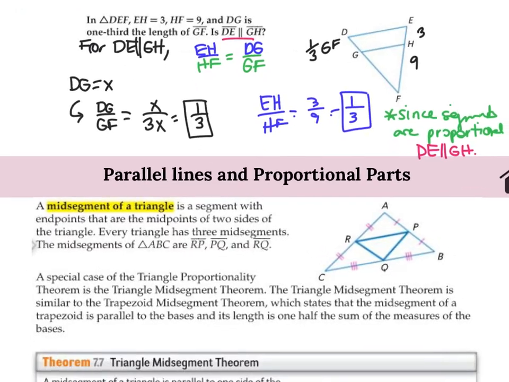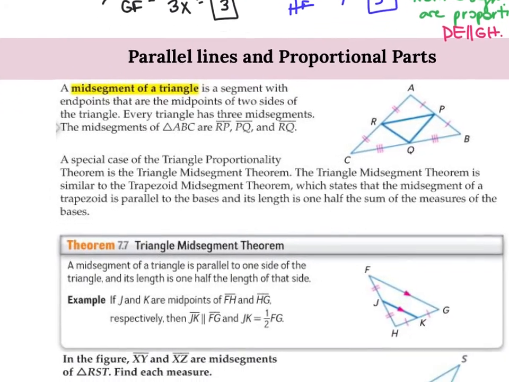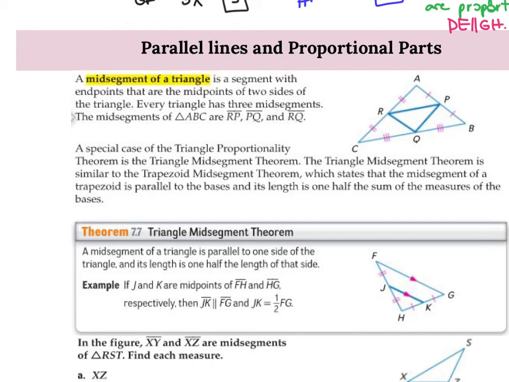Okay. So moving on to the mid-segment. All right, so the mid-segment of the triangle is going to be a segment that has endpoints that are midpoints of two sides. All right, and every triangle is going to have 3 mid-segments. So for example, if RQ is a mid-segment, it's going to be in relation to AB. Okay, so that's the opposite side that the mid-segment correlates to, where we have RP right here. So that is going to relate to CB.